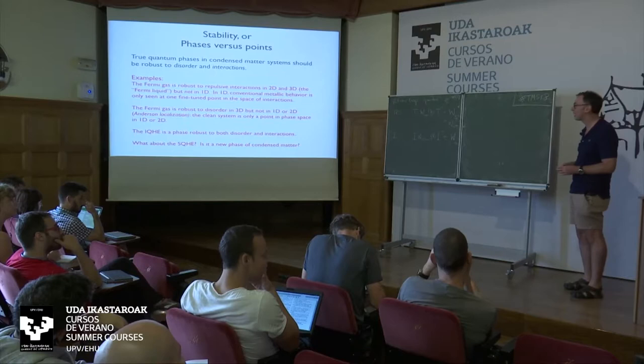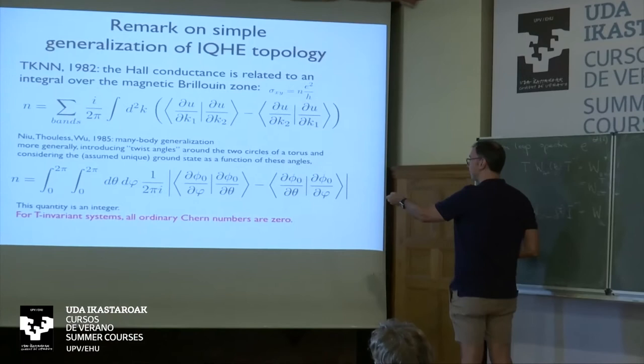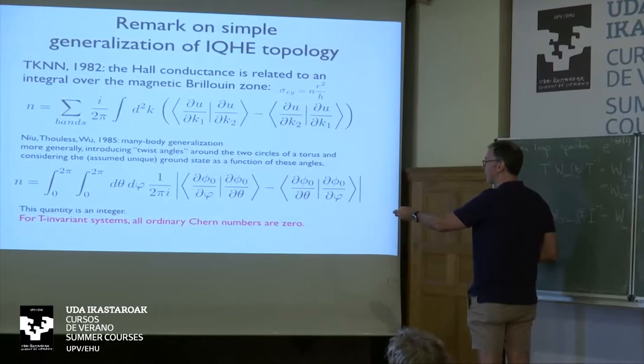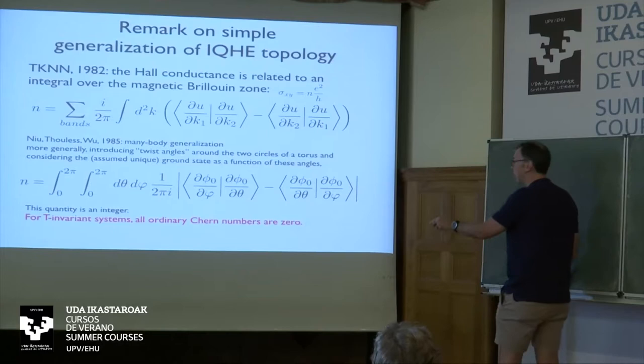So here's the little trick, and I can draw a picture to go along with it, maybe. The top line is what you've seen already, which is let's integrate the Chern form over the Brillouin zone and get how much that band contributes to the Hall effect. Now I want to think about a different experiment, but let me explain why the bottom formula is going to be a generalization of the top one.